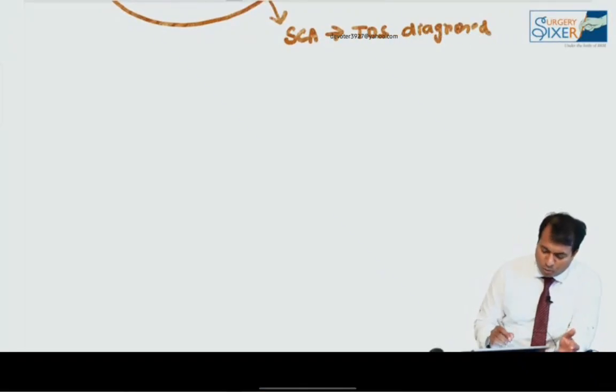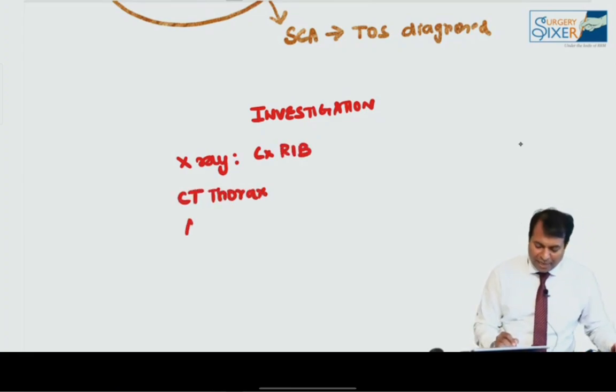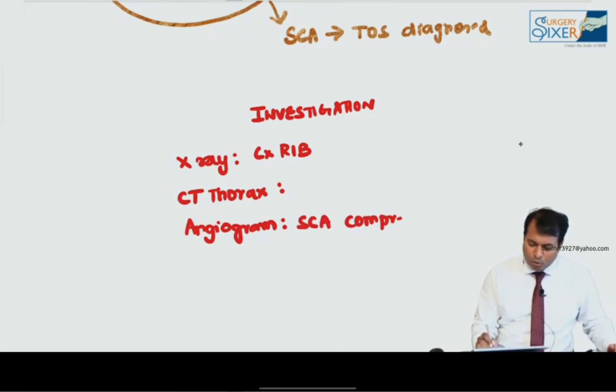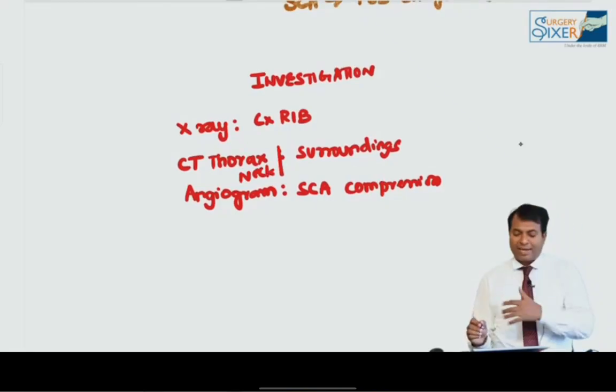What investigations should I do now to confirm this? By means of X-ray, we can pick up the cervical rib. X-ray shows the cervical rib, but it is not sufficient. We have to do CT thorax, and we may need an angiogram. Angiogram should be done to look for subclavian artery compression. CT thorax is for the surrounding vessel compressions. To look at the surroundings before surgery, we need CT of the thorax and neck. It is not only the thorax; we have to do CT neck with thorax. So all these investigations you must do.